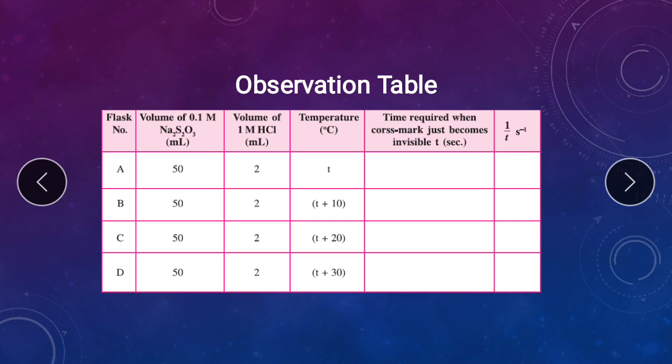The same you will do with C and D. The difference is that you will increase the temperature by 20 degrees Celsius for C, and for D you will increase the temperature by 30 degrees Celsius. You have to just record the time required for the cross mark to become invisible and calculate the t inverse.